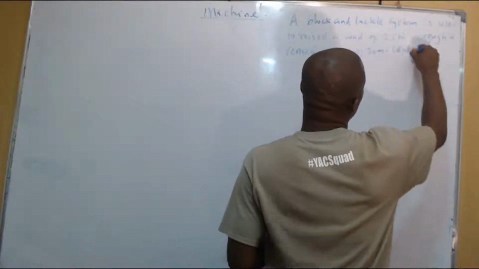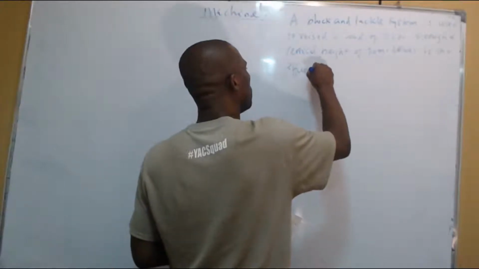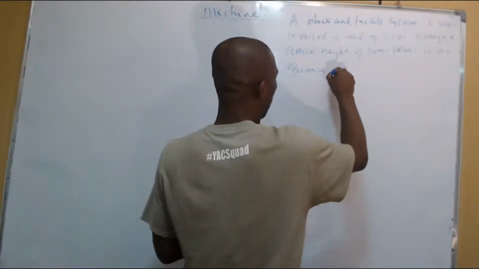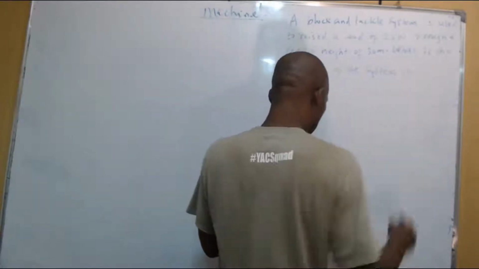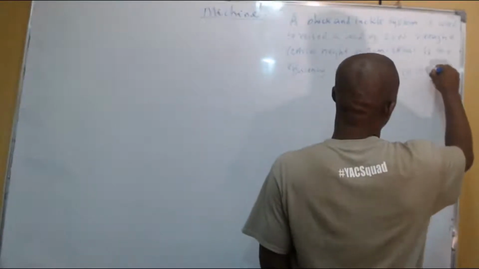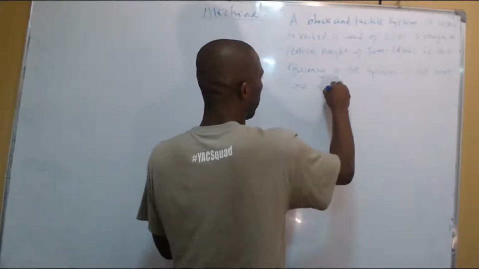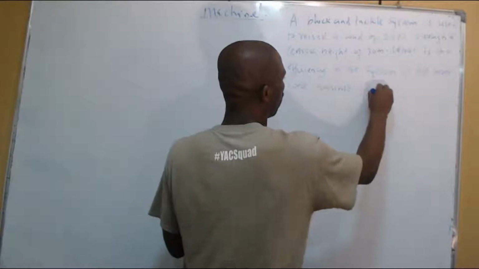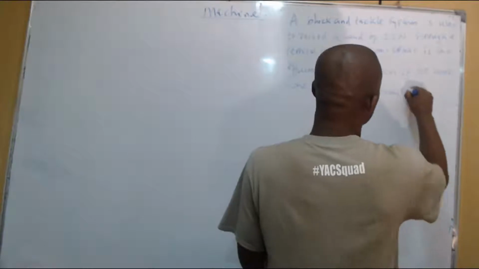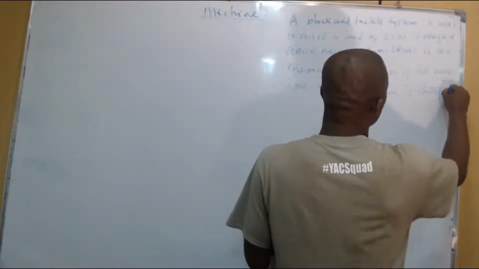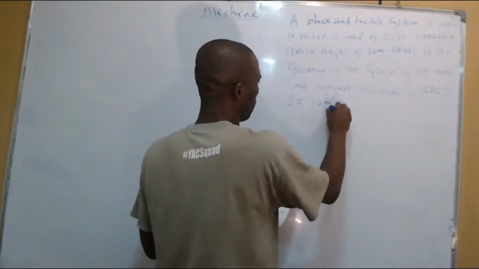What is the efficiency of the system if the work done against friction is 1,500 joules? Take g equal to 10 meters per second squared.